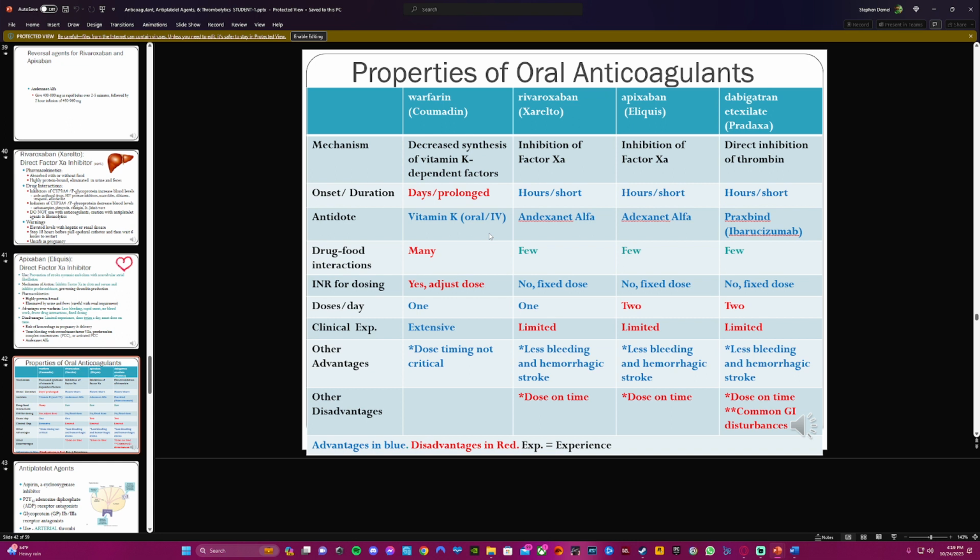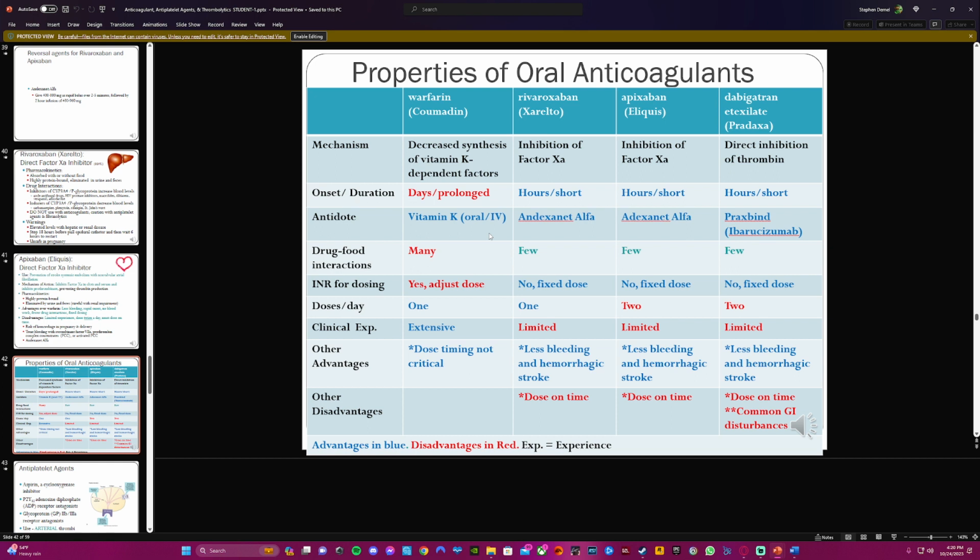Properties of oral anticoagulants. Warfarin mechanism is decreased synthesis of vitamin K dependent factors. Onset is days or prolonged. Antidote is vitamin K. Drug food interactions, many. INR for dosing, yes, adjust dose. Doses, 1 a day. Clinical experience, extensive. Other advantages, the dose timing is not critical.